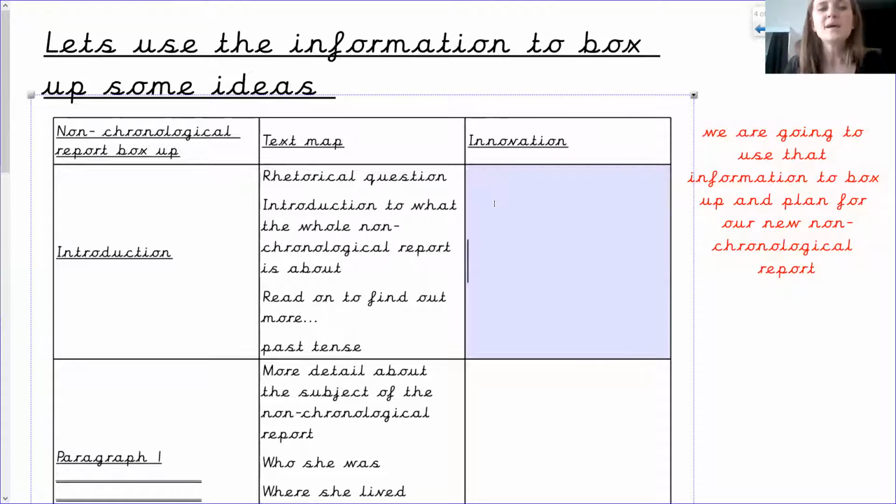So in my text map, I can see that I have got a rhetorical question. I've got an introduction to what the whole non-chronological report is going to be about. And I've written that we need to say, read on to find out more. And I've written that this was in the past tense.